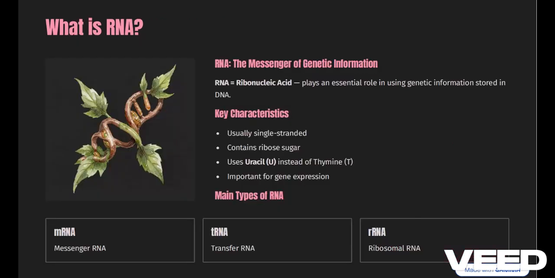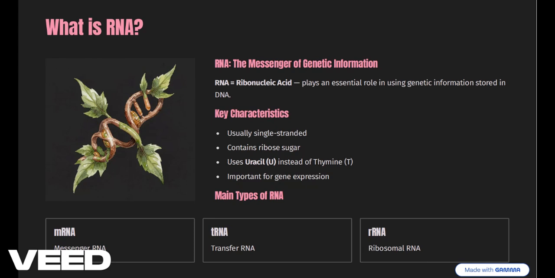Now let's move to RNA. RNA stands for ribonucleic acid. While DNA mainly stores genetic information, RNA plays an important role in using that information. RNA is usually single-stranded. It contains a sugar called ribose.